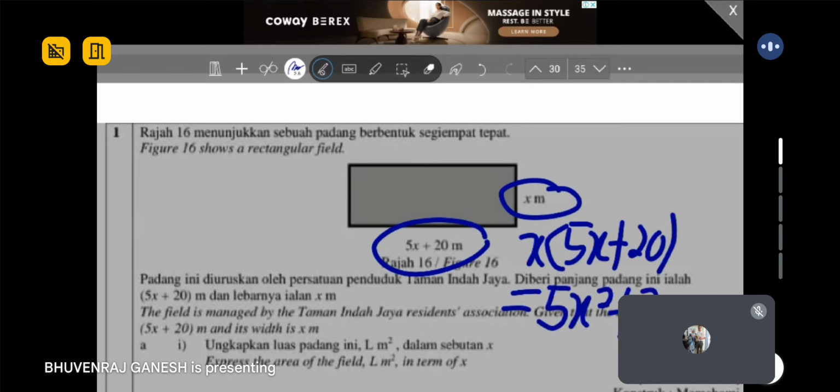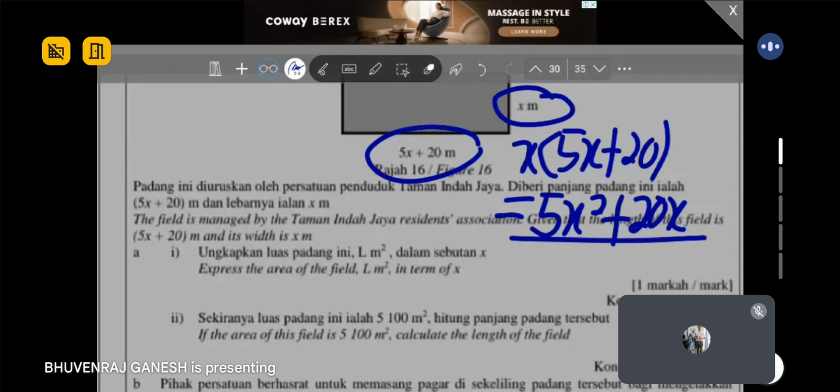If you want to expand like this also can. So this is your answer. Ini jawapan dia. Okay, settle. Soalan A1. Okay, next one.